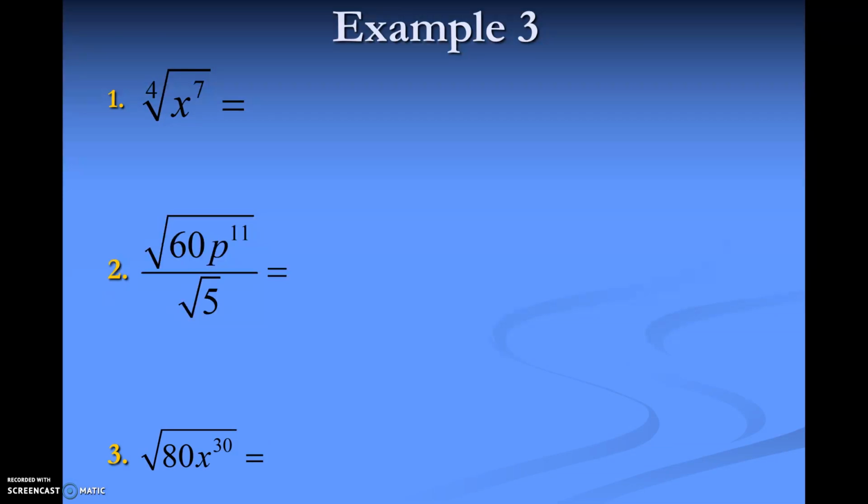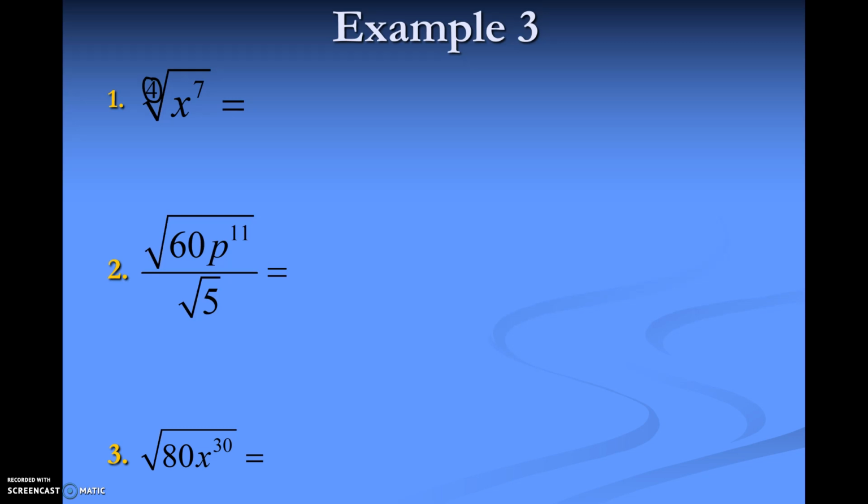This is example 3 in section 9.2. We are continuing what we learned about yesterday. Number 1 is a fourth root. So instead of groups of 2 or groups of 3, we are looking at groups of 4. Whatever your index is, that's how you're trying to split up these factors.